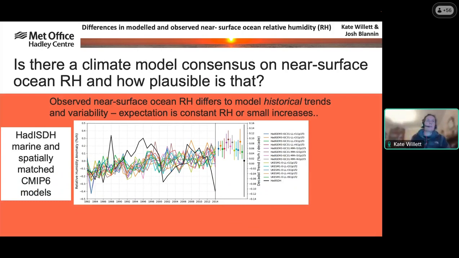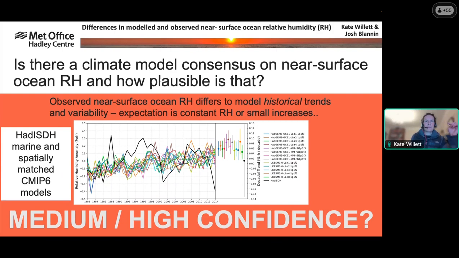And we have spatially matched those to the very limited coverage of HAD-ISDH. And they tell us that we might expect to see actually a small increase in relative humidity over oceans rather than a decrease. You can see HAD-ISDH here in black. And you can see the variability is much larger in HAD-ISDH. But really, there is an inconsistency between the models and between HAD-ISDH and ERA5.